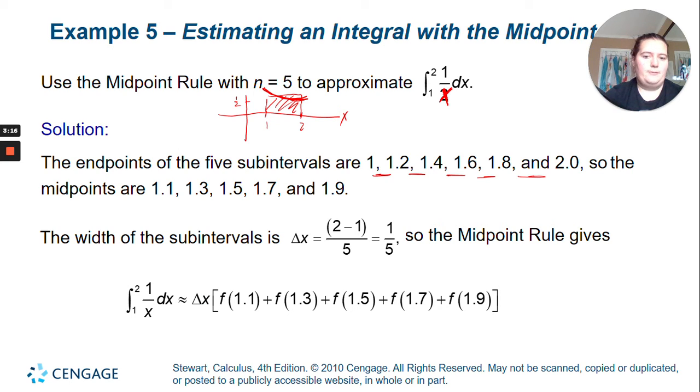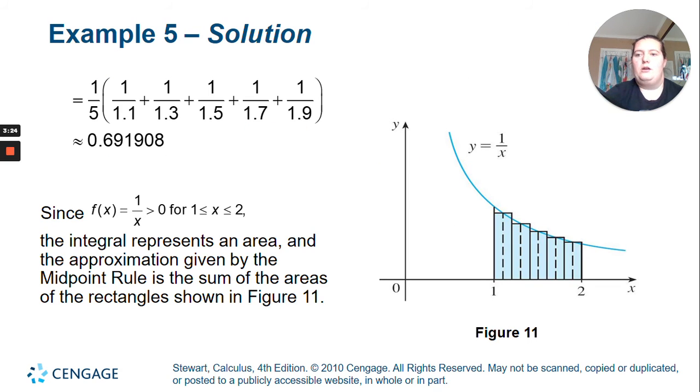It's the summation, just like we did before with the right Riemann sum and the left Riemann sum, only now we're using the midpoint. When I plug each of those in, this was f of 1.1, this was f of 1.3, f of 1.5, f of 1.7, and f of 1.9. When I do that and multiply by my delta x, which was 1/5, I get 0.691.